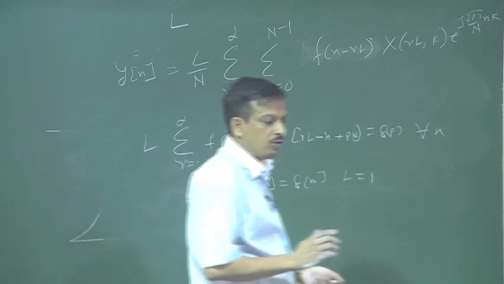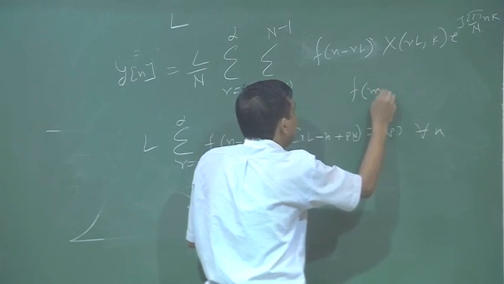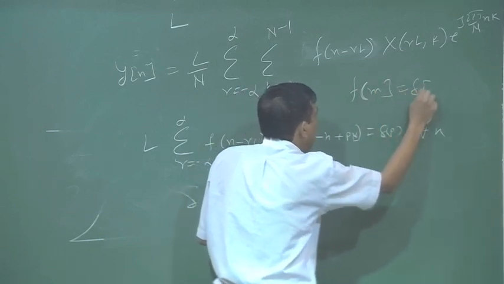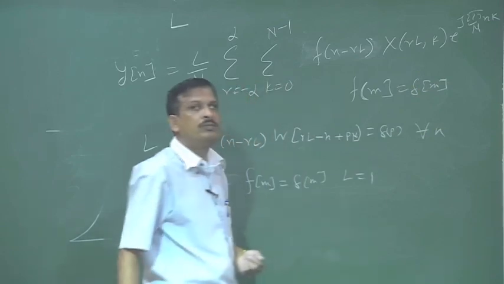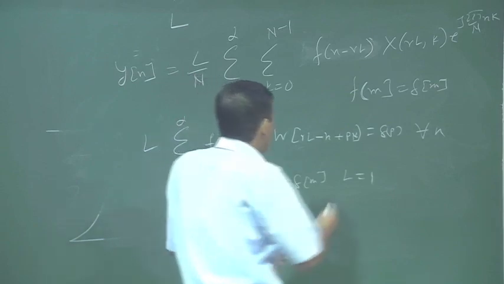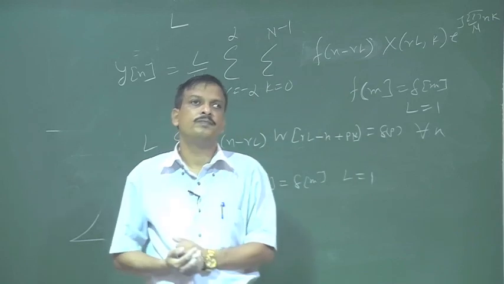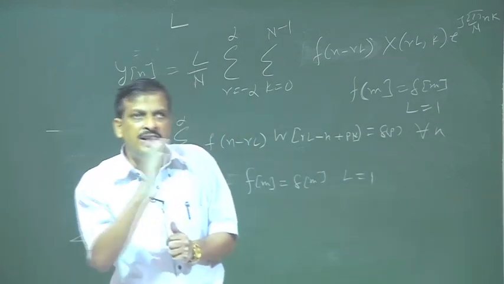So, this is satisfied by the FBS method. In the generalized FBS method, if L is greater than 1, then Fm is an interpolating filter. Fm is delta m only in the basic FBS method, but if Fm is delta m, then the decimation factor in time, L, should be 1.